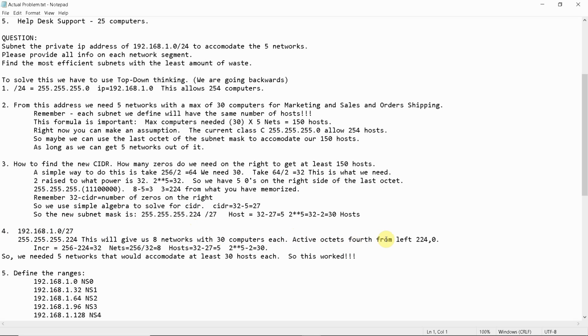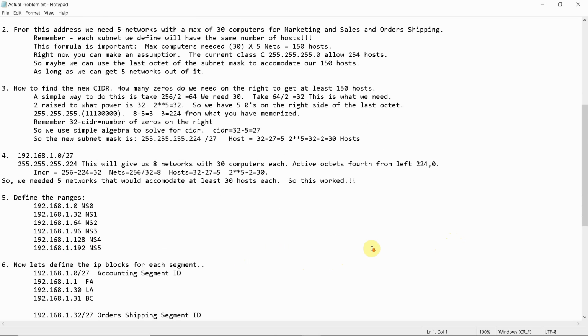Active octets, fourth from left, 224, 0. Those two right there. We do our increments, which you know how to do, our nets, our hosts. So we needed 5 networks that would accommodate at least 30 hosts each. So we've got it. Now we define the ranges.